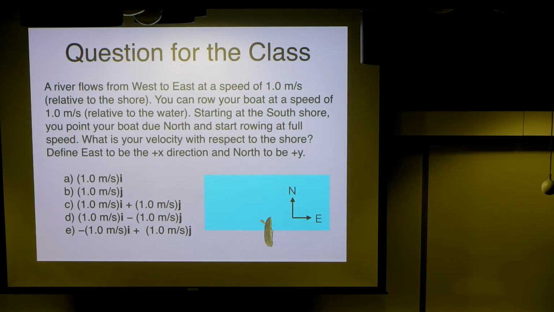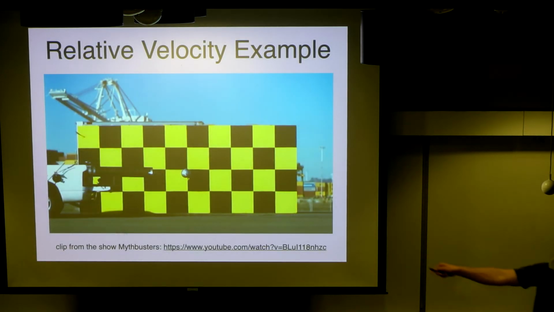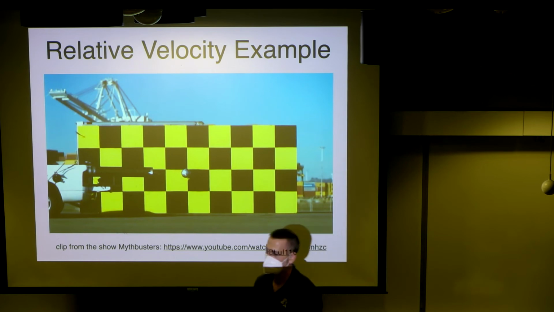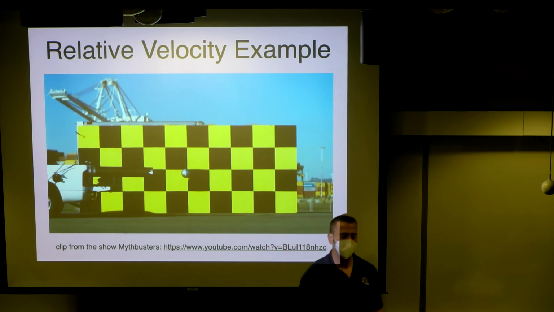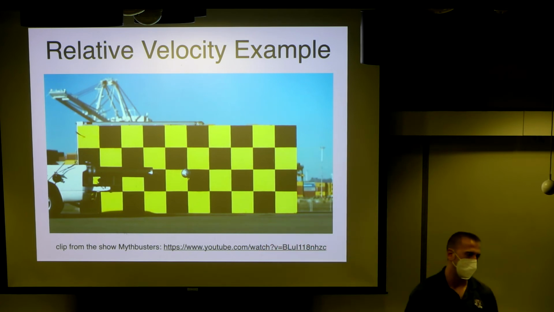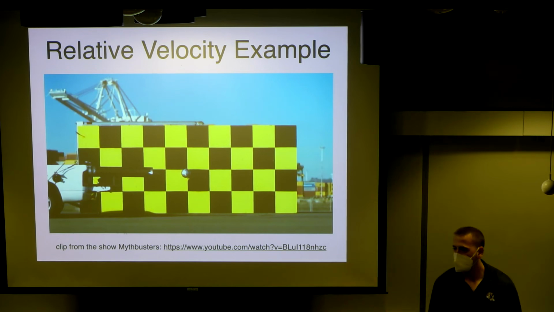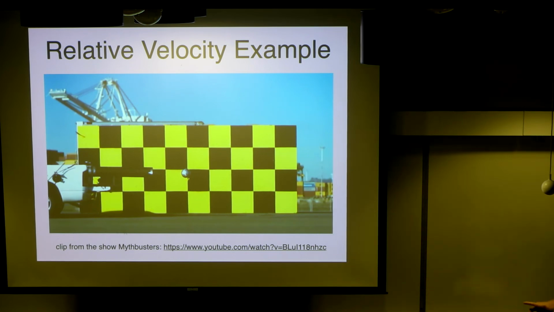So I think that's a pretty cool example because the velocity of this ball relative to the truck is exactly the opposite of the truck's velocity relative to the ground. So when you add those two together in the relative velocity equation, they just exactly cancel out to give you 0. That's what's going on here. Any questions on this one?